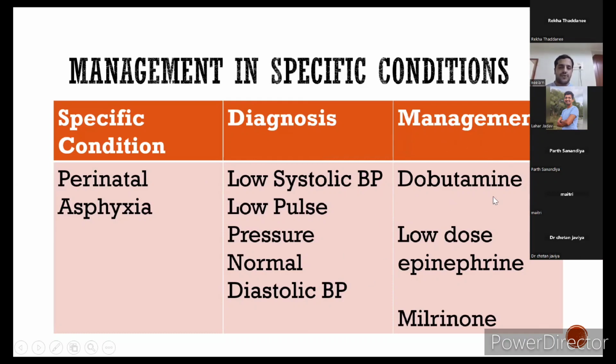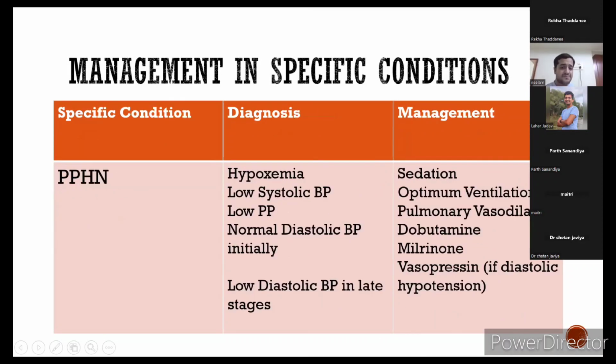Okay, so you go for dobutamine or low dose epinephrine, or if both of them are not responding and you have a biventricular failure, that is your LV and RV both are failing in advanced stages, then you can go for milrinone.